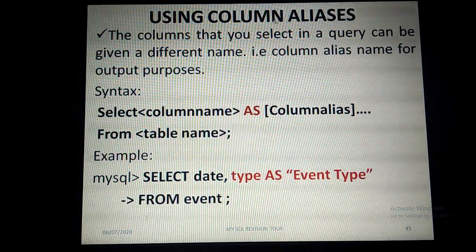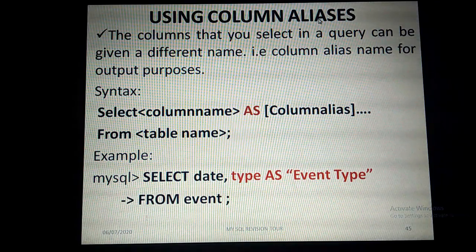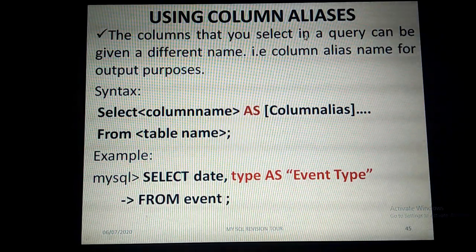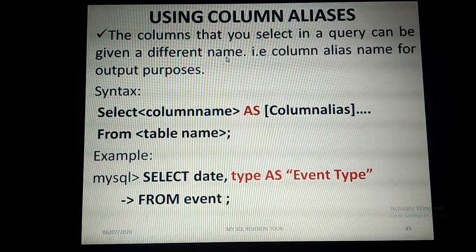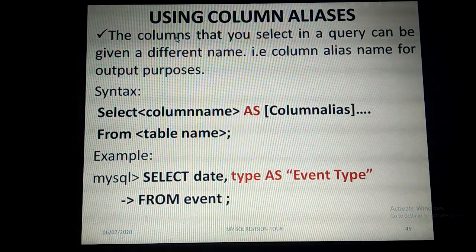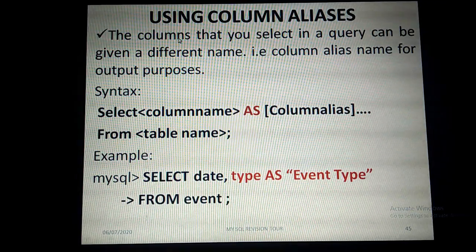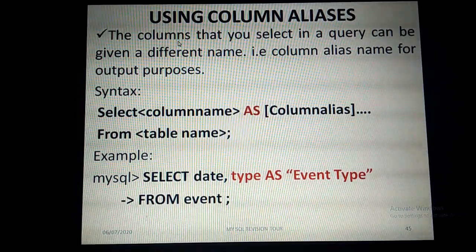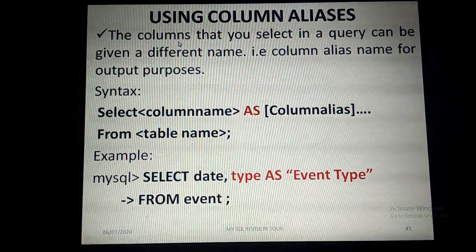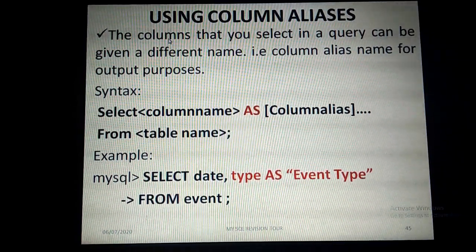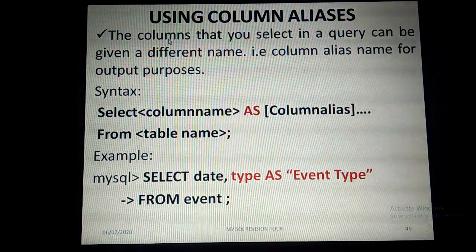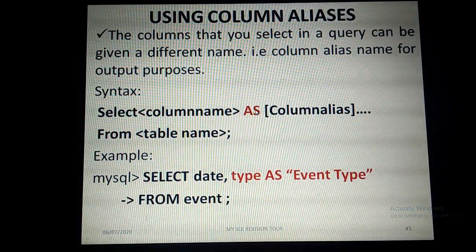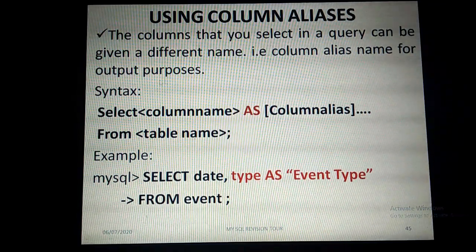Next is using column aliases. What is meant by aliases? Alternative names, that is only aliases. So the columns that you select in a query can be given a different name. Already the column name will be assigned with one name in a created table or in a base table. But in a view table, that is the output table, if you want to view the column name in a different name, we can go for this alias. For that we need to use the keyword called as. So column alias name for output purposes.